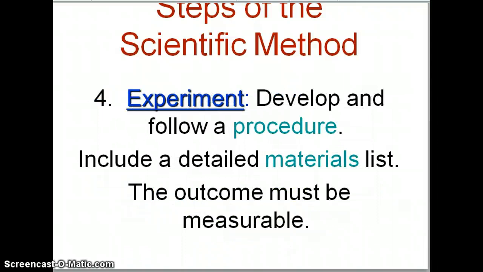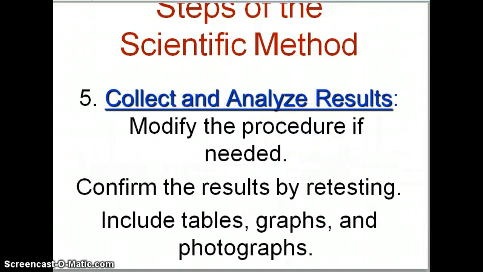The fourth step is experiment. Develop and follow a procedure. Include a detailed materials list. The outcome must be measurable. The fifth step is collect and analyze results. Modify the procedure if needed. Confirm the results by retesting, including tables, graphs, and photographs.